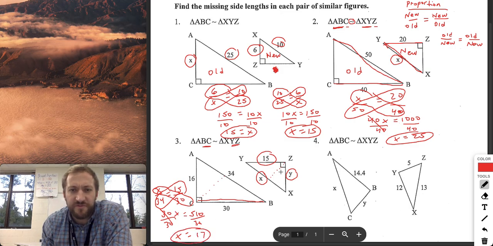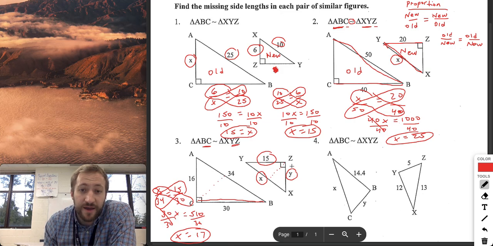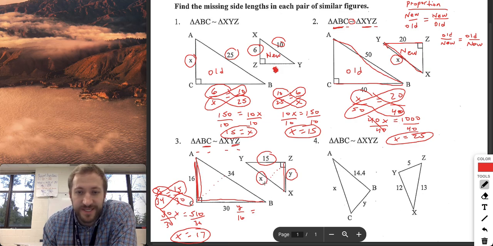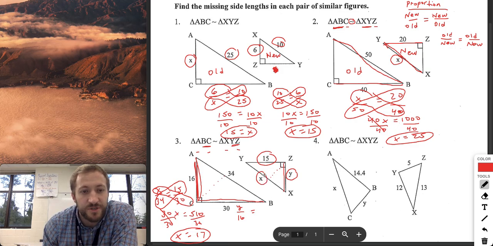Now, let's go and find y. So y is between z and x. Let's see, we got z and x, so it must correspond to whatever is between c and a. C and a, that's this one right here. So y corresponds to 16. Let's do our new over old, y over 16. And then I can't use the x because, again, I can't have two variables in this proportion to solve for it. So I'm going to use the 15, and we already found out that 15 corresponds to the 30. So 15 over 30.